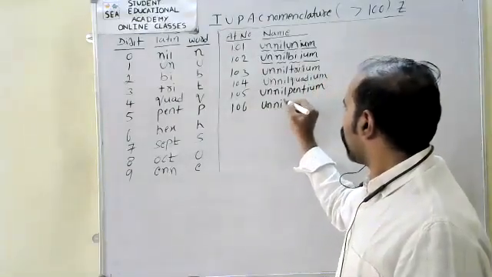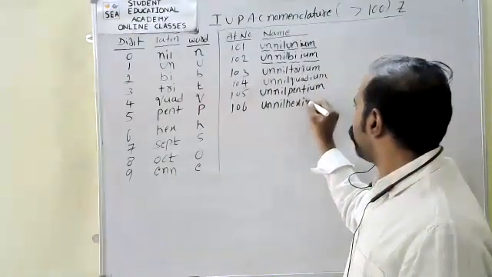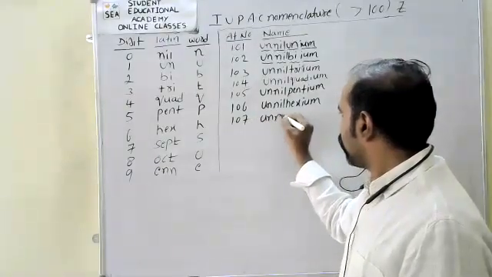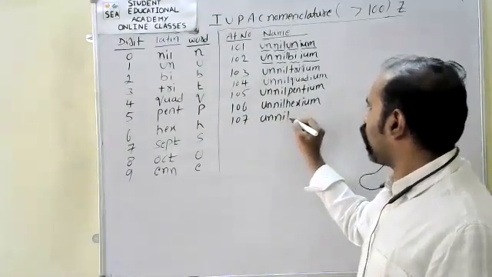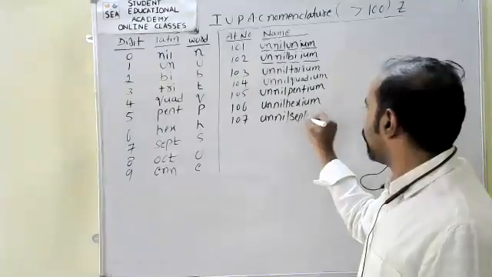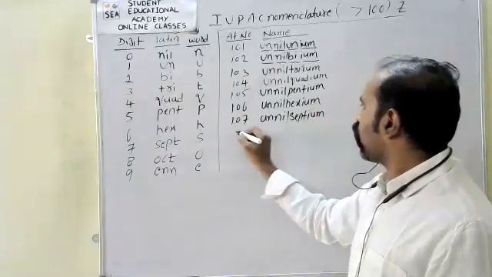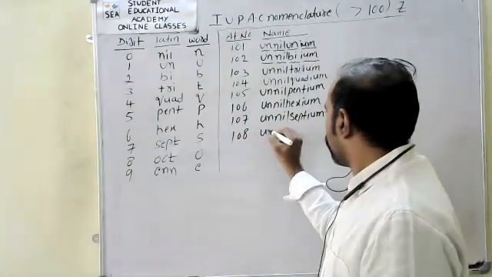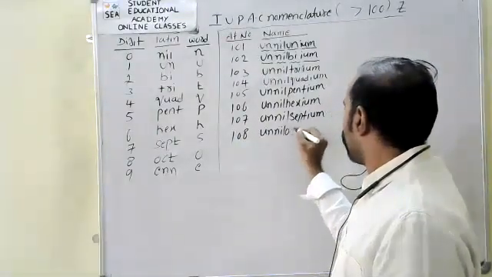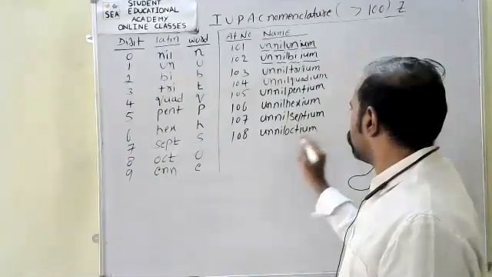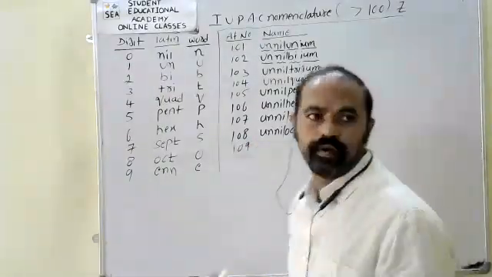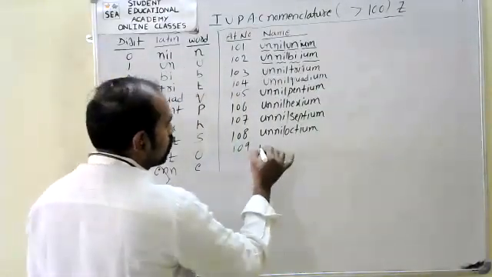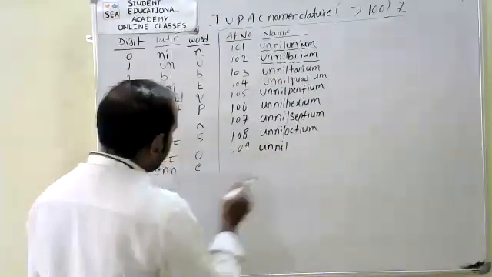Un nil hexium. Okay, 107: Un nil septium. Very good. 108: Un nil octium. Good. 109: Un nil ennium.